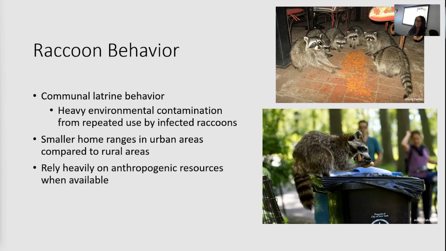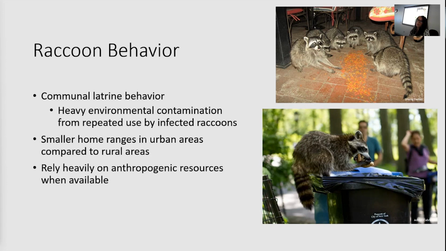Some raccoon behaviors are especially important and contribute to transmission risk. Raccoons use communal latrines, and this can lead to heavy environmental contamination when repeatedly used by an infected raccoon. Raccoons also typically have smaller home ranges in urban areas compared to rural areas, and this can actually limit the dispersal of the pathogen and keep it in its contained space.